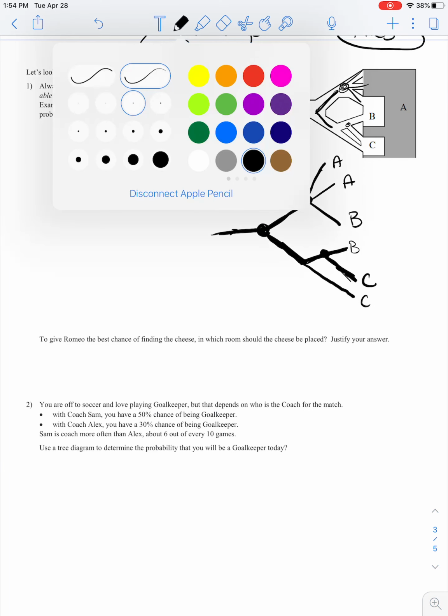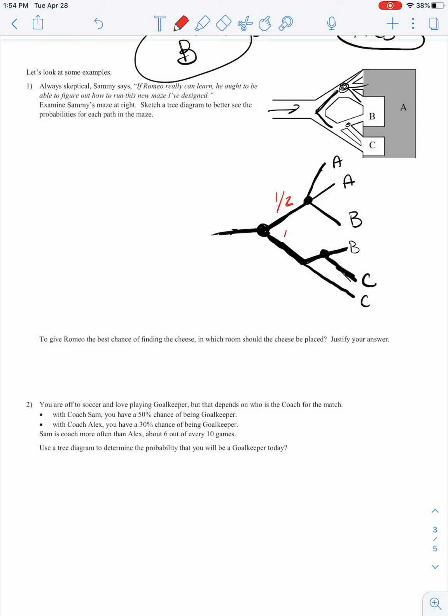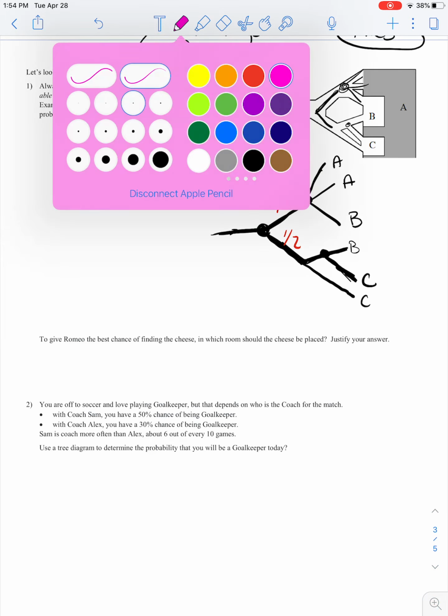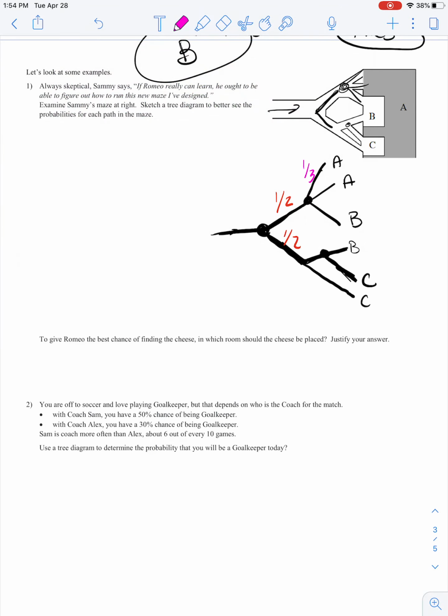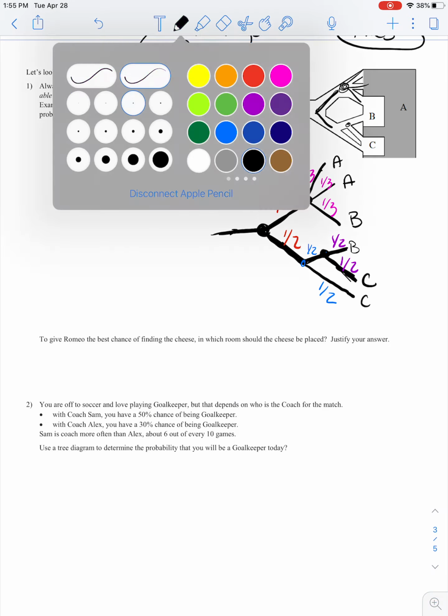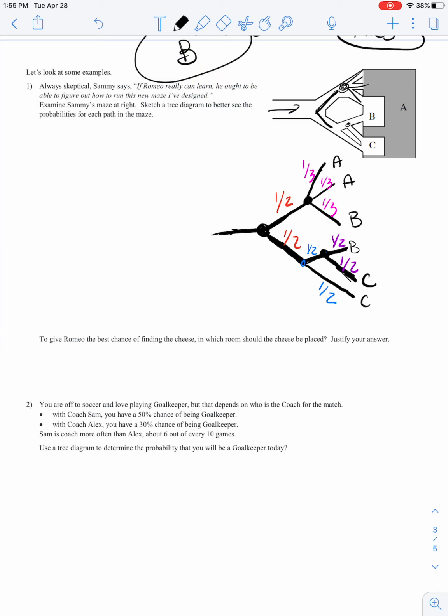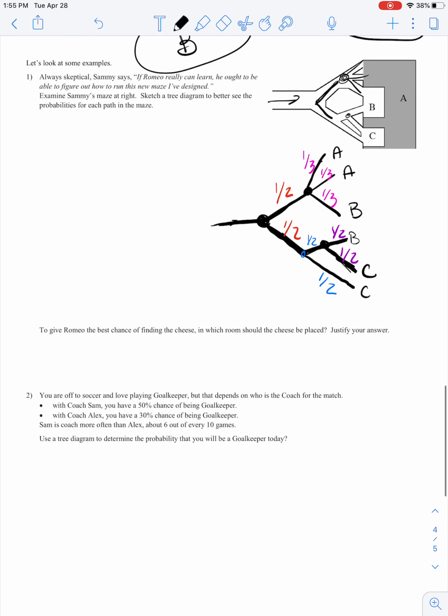So let's fill in the probabilities. The first intersection, there's 2, so he has a 50-50 chance of choosing either side. Then when he gets up here, if he chooses the left side first, he has a 1/3 chance of picking all 3 of these. We got to be careful because right here he has a 1/2 chance of choosing either of these, but he also has another 1/2 chance here once he gets to that intersection. Got to be very careful. Each intersection has an equally likely chance of being chosen. Okay, so let's see what it says now.